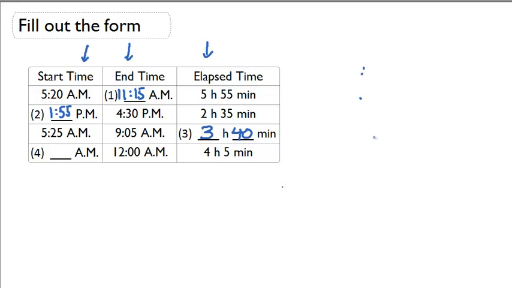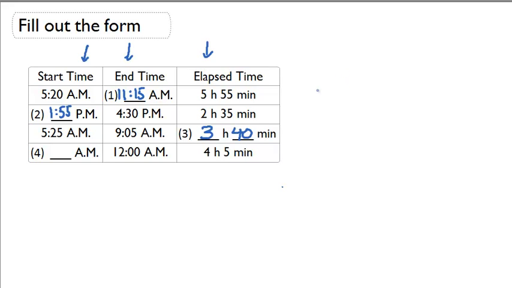Now, this very last problem, we have our ending time and we have our elapsed time. Our ending time is midnight. So, 4 hours before midnight, I'm trying to think about when that would be. That would be weird. Is it going to be AM or is it going to be PM?